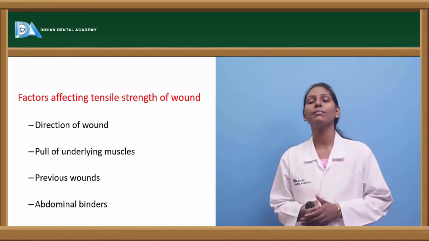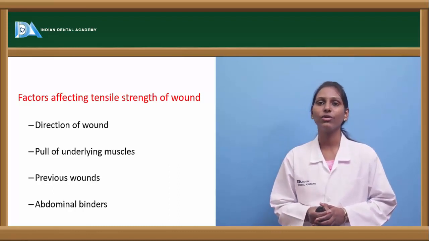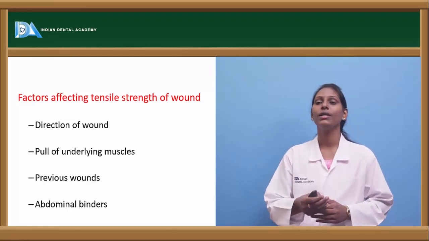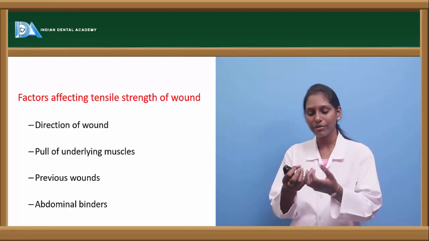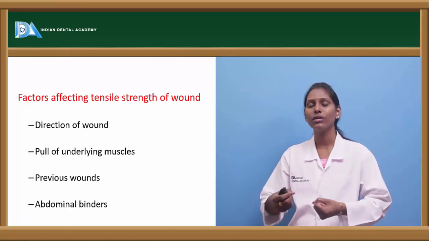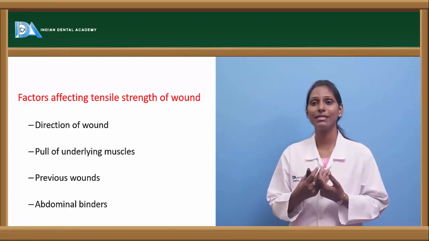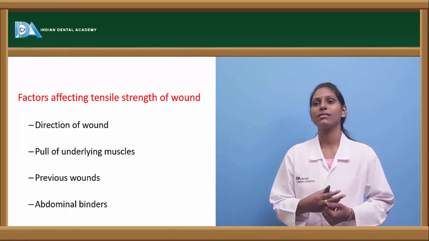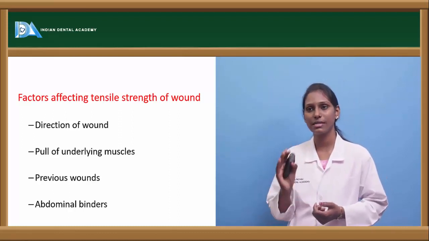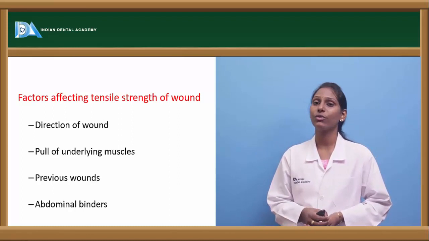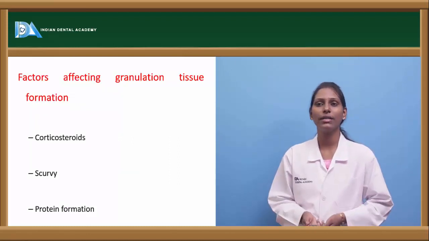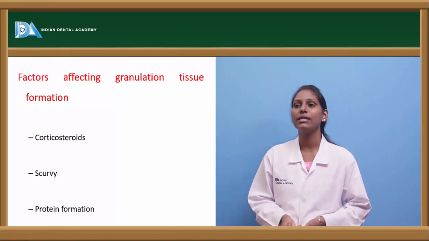What are the factors that affect the tensile strength of the wound? We have various factors, which include direction of the wound and pull of underlying muscles. If the pull of underlying muscles is more, then there is more chance of dehiscence, and the wound requires more tensile strength to prevent dehiscence. So if the pull of underlying muscles is less, then tensile strength of the wound is good. Previous wounds or abdominal binders also affect the tensile strength of the wound.